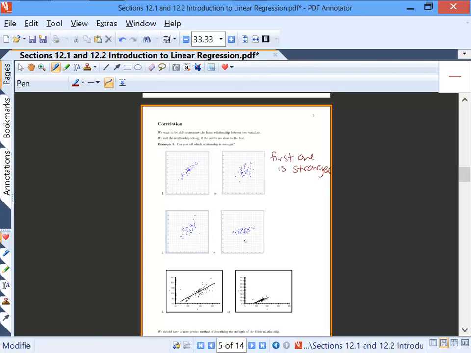Now, who here knows about correlation from another class? If you know about correlation, raise your hand. Okay, so not everyone does. So the second one looks stronger.